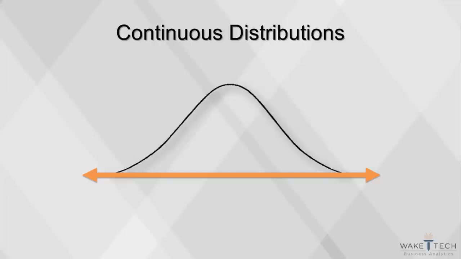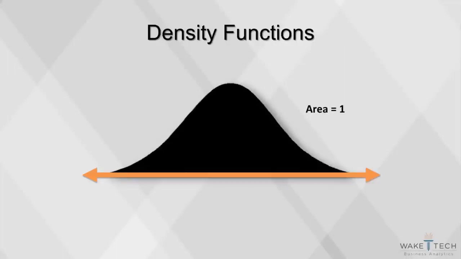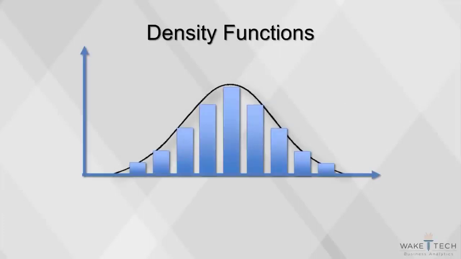Instead of assigning probabilities to each individual value in the continuum, the total probability of 1 is spread over the continuum. Thus, the shaded area within the bell curve will always have an area of 1. The key to this spreading is called a density function, which acts like a histogram. The higher the value of the density function, the more likely this region of the continuum is.